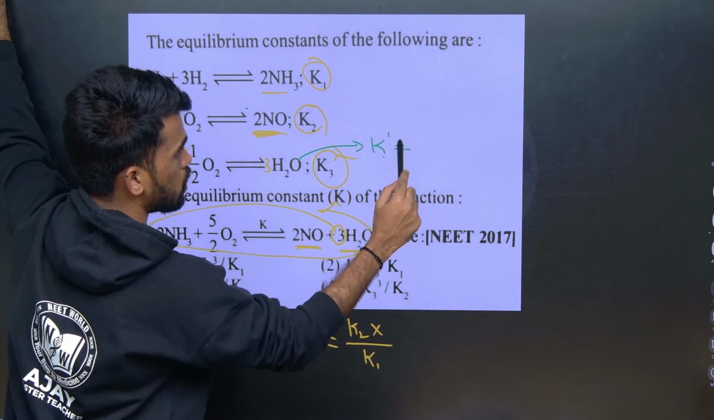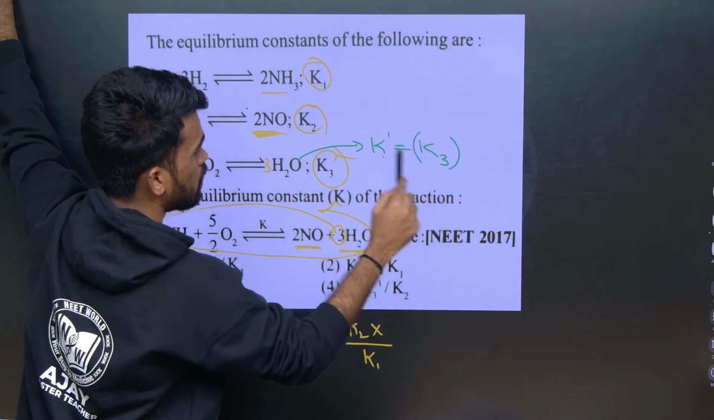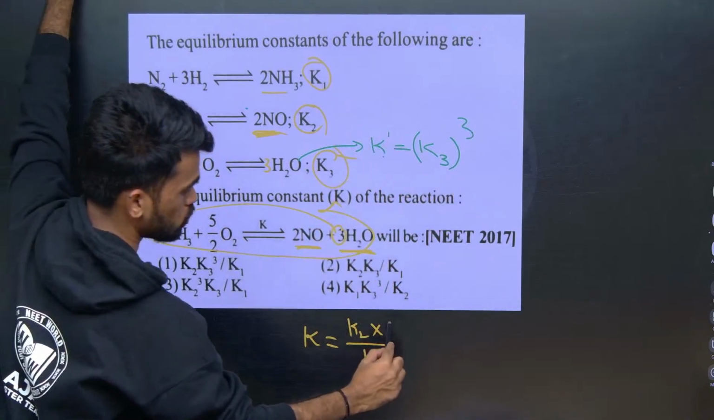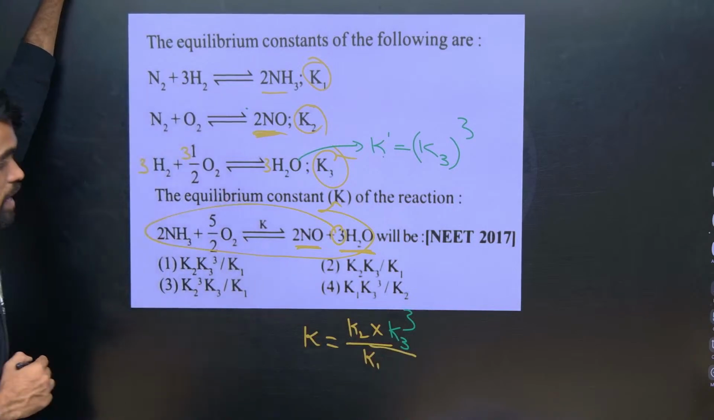The new equilibrium constant becomes what? The old equilibrium constant K3 to the power of whatever number you multiplied by. Yes, so here I should take K3 cube. Okay, so this is the final equation.